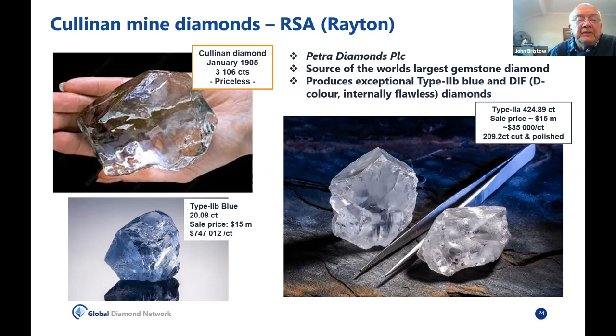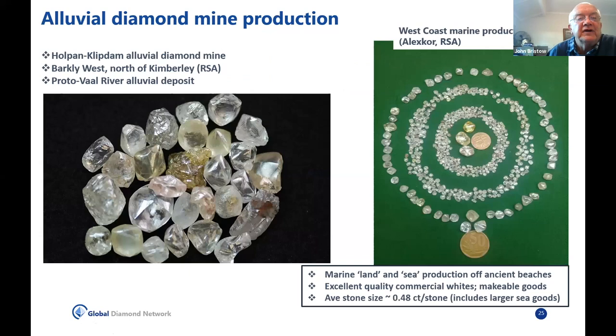These on the right are what we call type 2A, the blue stones, which contain boron, hence the blue color. Again, very scarce. And this stone here, 20 carats, fetched a price in the rough of $15 million. And you can see there the average dollar per carat price is $747,000 per carat. Okay, then let's just move on to alluvial goods.